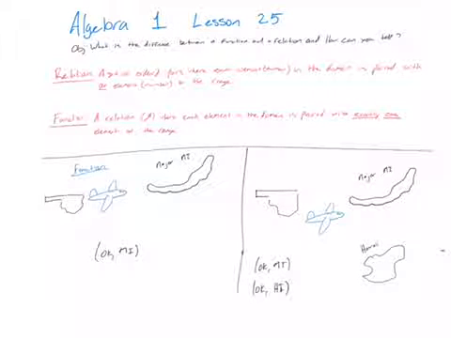Now, there's a specific type of relation called a function. A function is a relation where each element in the domain is paired with exactly one element in the range. And that exactly one is what is key. This is paired with exactly one. So let me give you an example of what a function might look like.